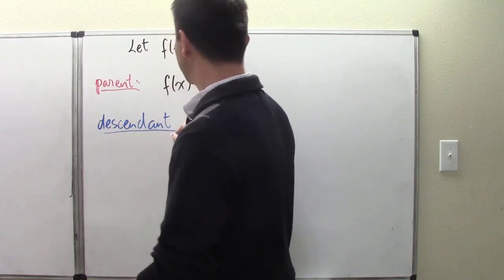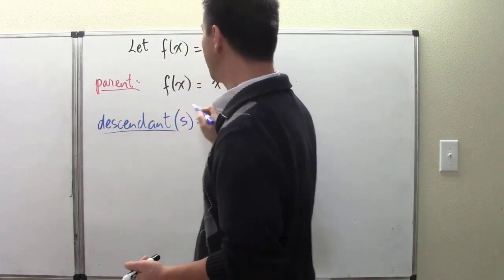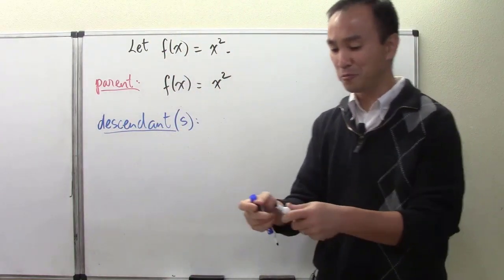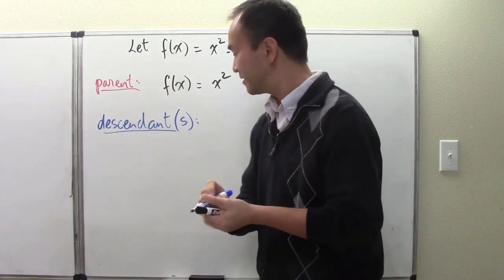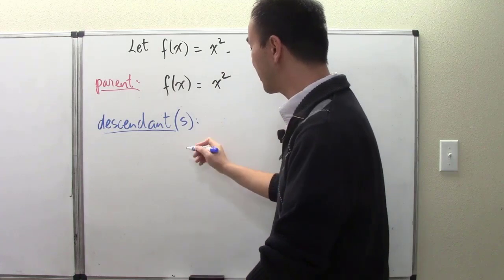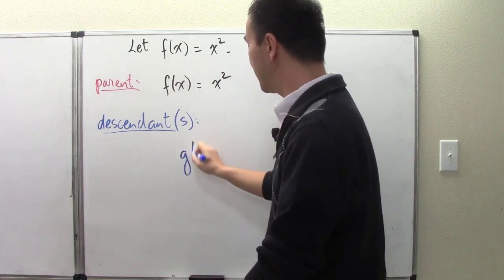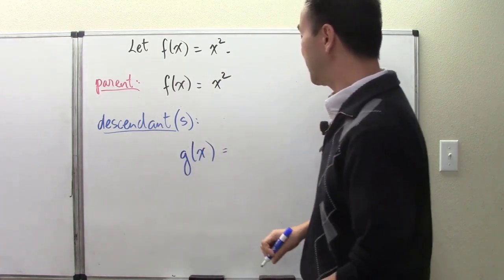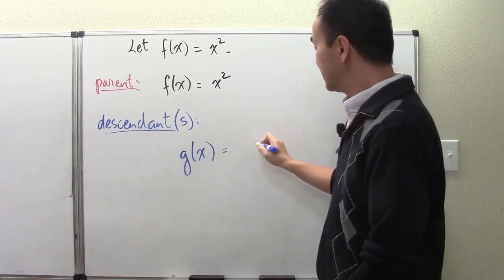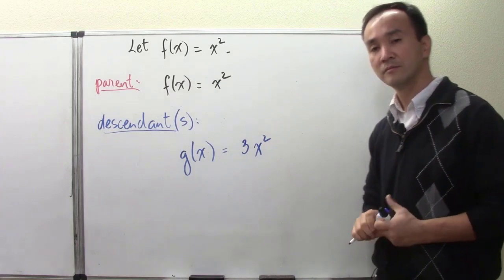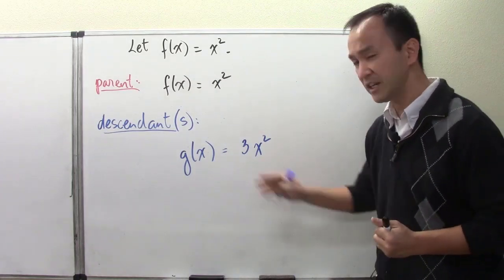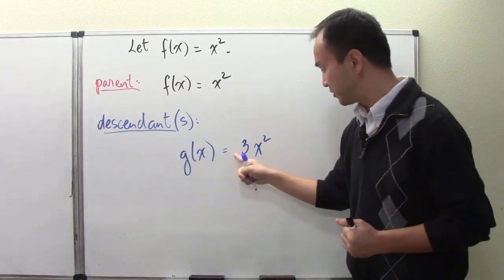All right, so we're going to define a descendant function. And now allow me to introduce that optional plural right there. So let me first define a descendant function as follows. g of x, I'm going to define that by 3 times x squared. So g of x as a descendant function is defined as 3 times x squared.